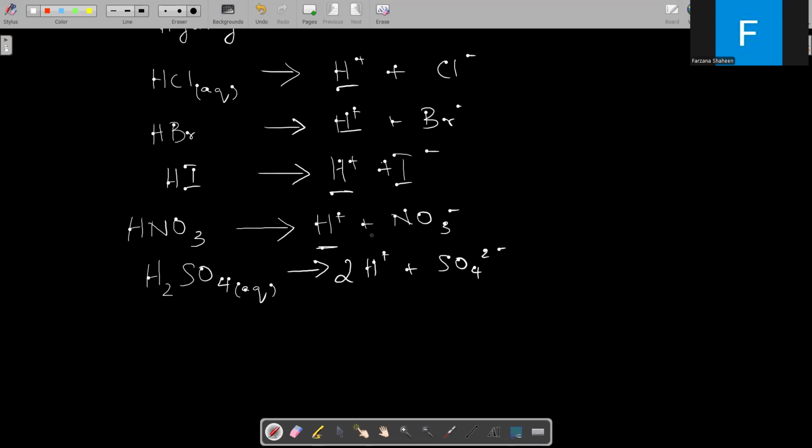So what do you understand from this? What do you think is the definition of an acid? This is a part of the acid definition: acids have to make hydrogen ions in solution, in aqueous. This is a part of the definition for an acid.